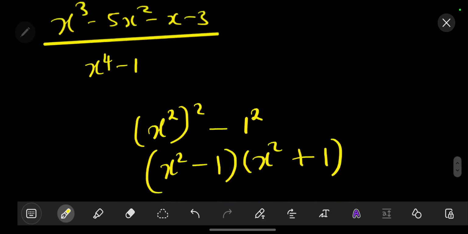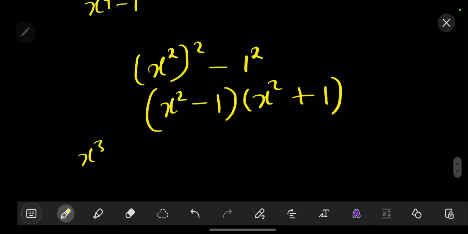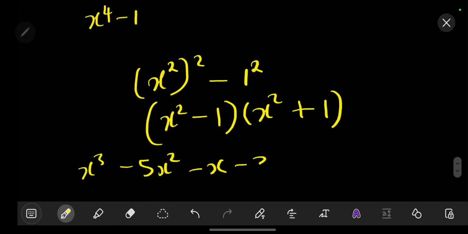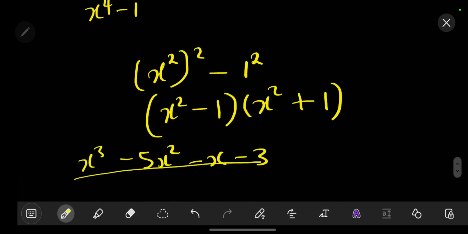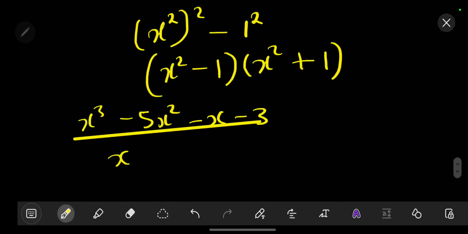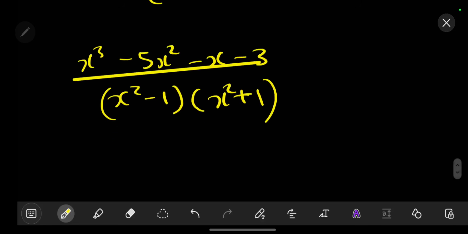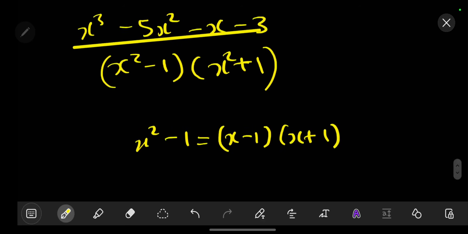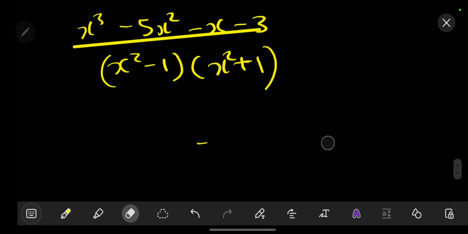So we are going to substitute it there, and we are going to have x cubed minus 5x squared minus x minus 3 over x squared minus 1, as we have said, then x squared plus 1, like that. Already this one is a difference of 2 squares. So x squared minus 1 is equal to x minus 1 and x plus 1, like that.